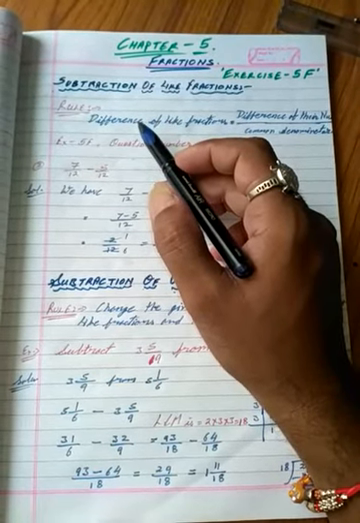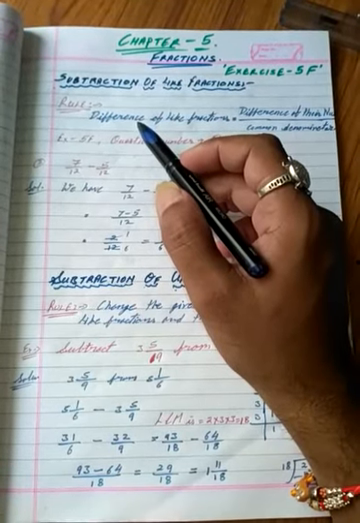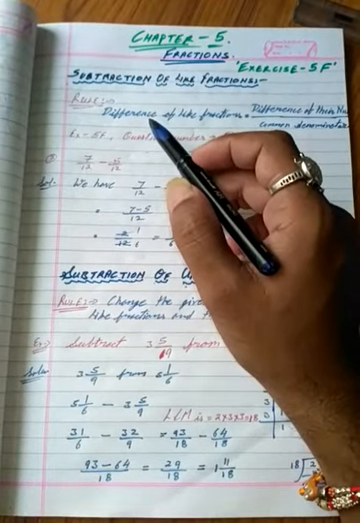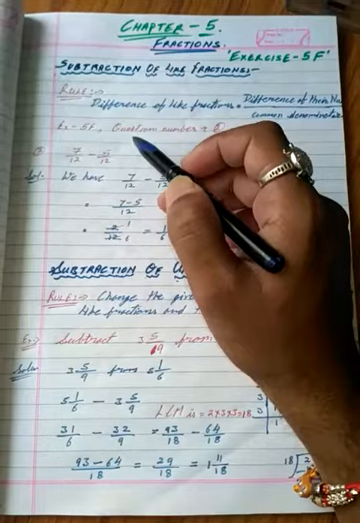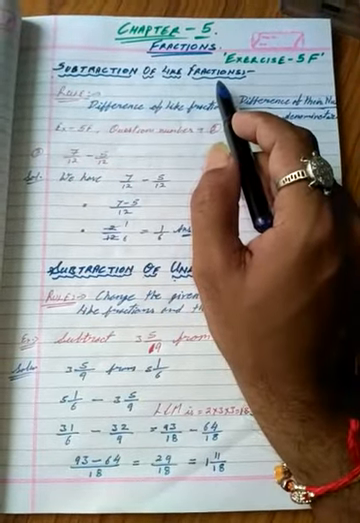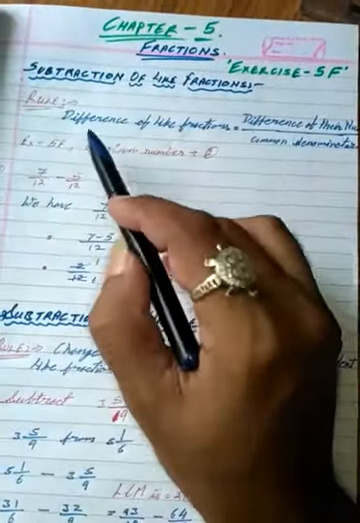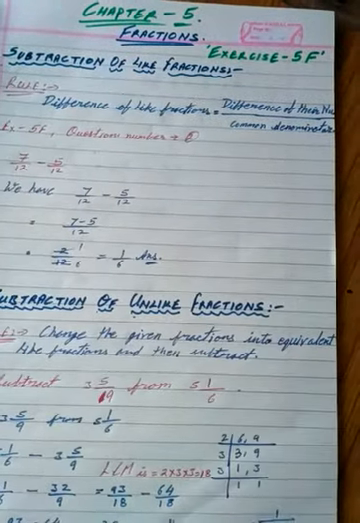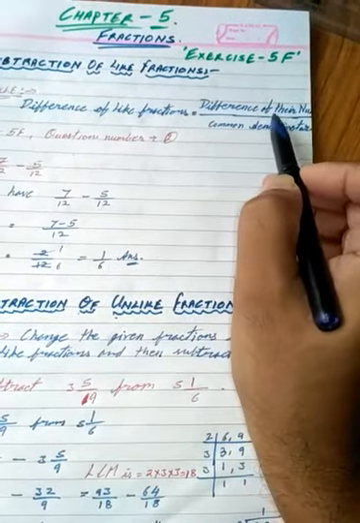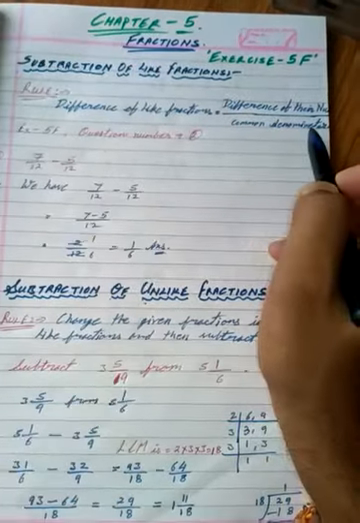We learned in previous videos there are two types of fractions. First, like fractions, second, unlike fractions. Now, first we read about the subtraction of like fractions. Now, there is a rule in our book. The difference of like fractions is equal to the difference of their numerators upon the common denominator.